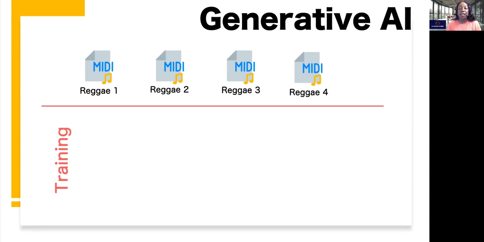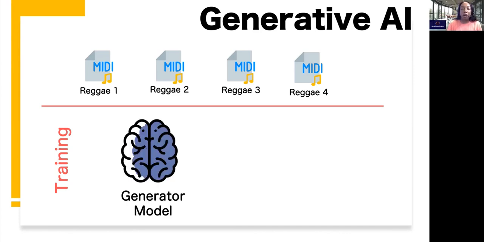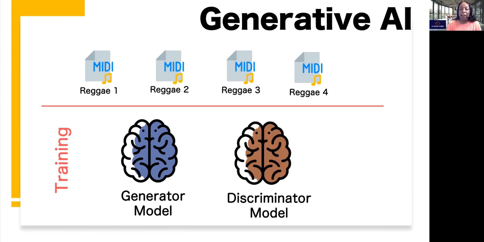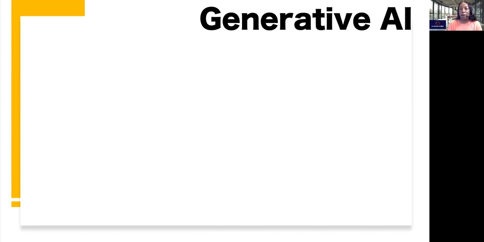During the training process, because I'm using generative AI, you'll see that there are two models involved. The first model is what's called the generator, and that model actually produces the music. And then you have the discriminator, and the discriminator is responsible for evaluating the music produced by the generator. So this is what that process looks like.